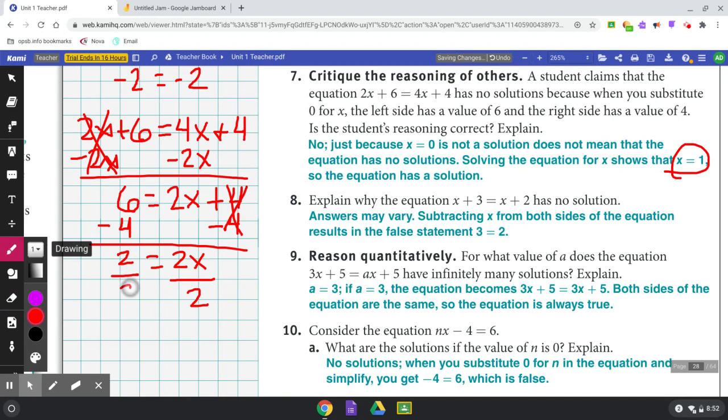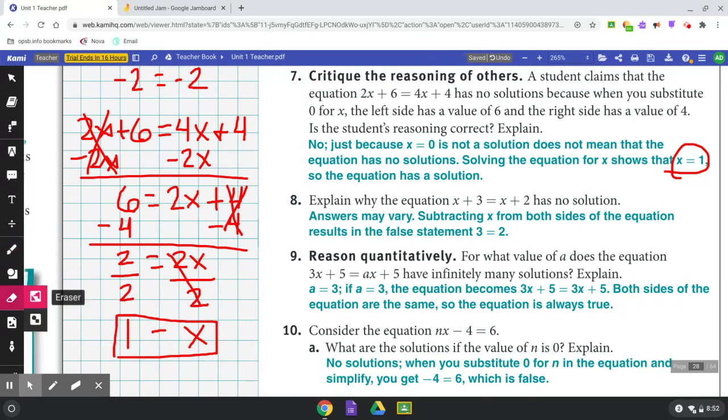2 divided by 2. All right, so 2 over 2 over here eliminates to 1x. And 2 over 2 here simplifies to 1. So x equals 1. That is not a z, that is an equal sign. X equals 1.